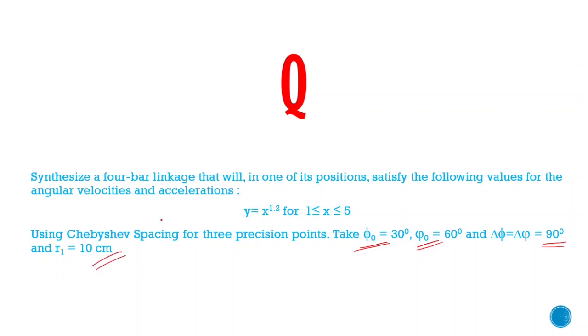This is the question. Here the relation between y and x is given as y is equal to x raised to 1.2 for the interval of x varying from 1 to 5. Both are included in that interval. Then using Chebyshev spacing for 3 precision points, we have to design the 4-bar linkage.